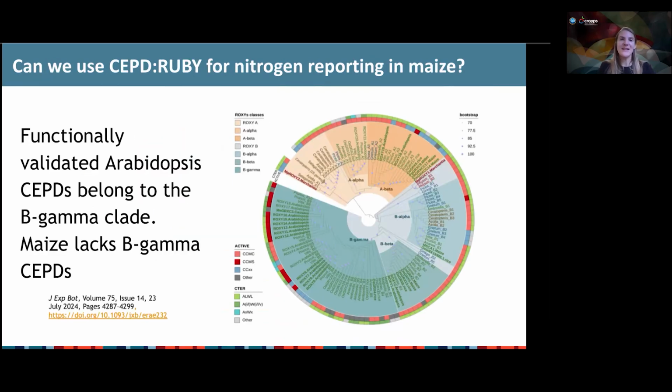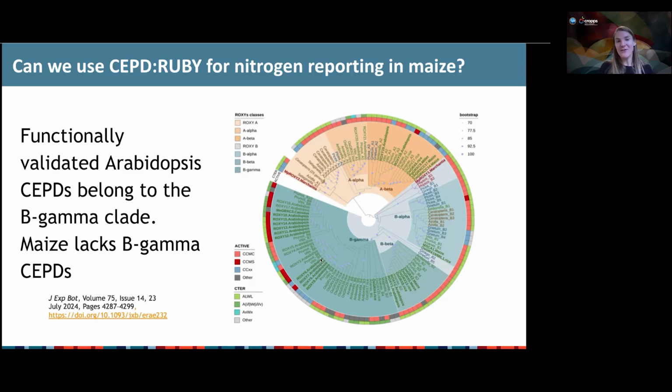A key question that repeatedly comes up from our stakeholders is when will this be available in maize, where the economic and ecological significance of nitrogen management is tremendous. We have established the groundwork to assess feasibility of SEPD-based nitrogen management in maize. This is a gene tree for the SEPD clade in eudicot and monocot crops. Functionally characterized Arabidopsis SEPDs are located in the B gamma clade, this teal clade here.